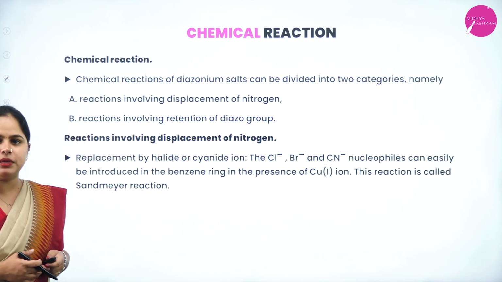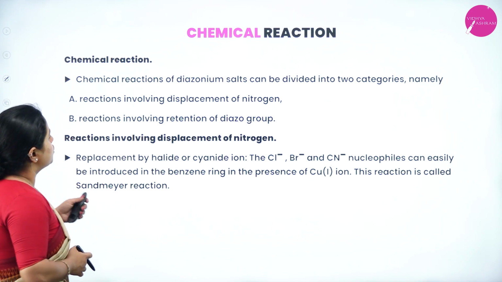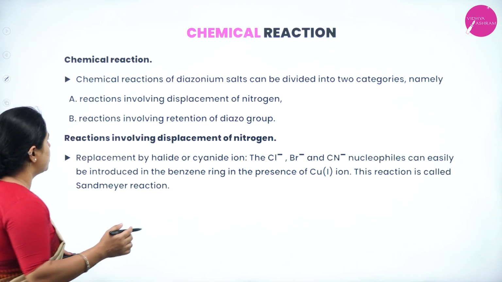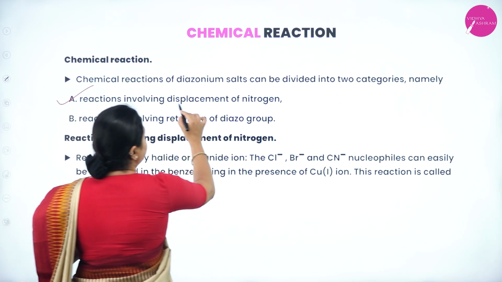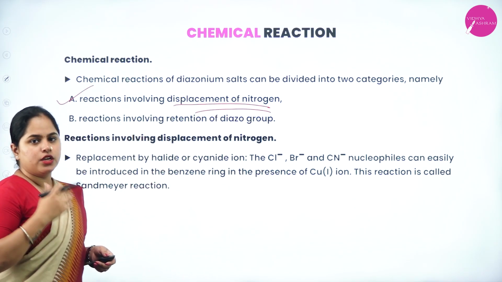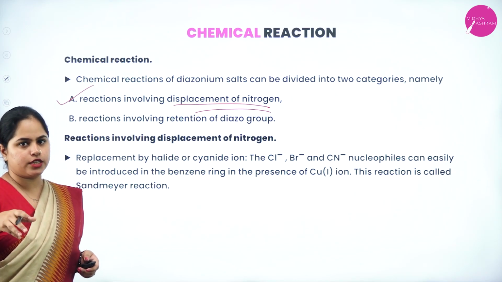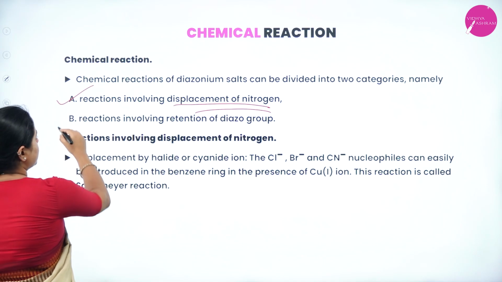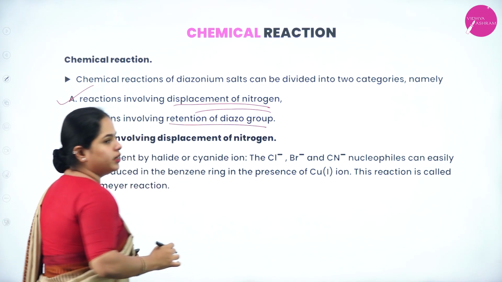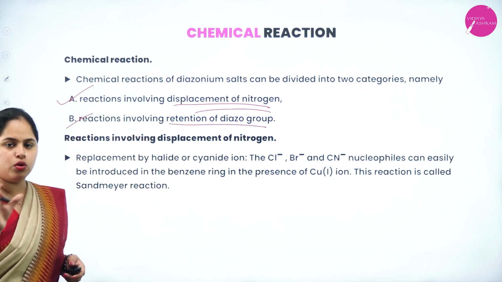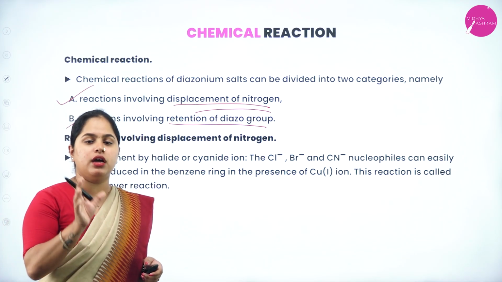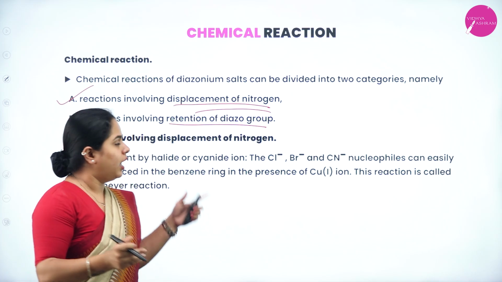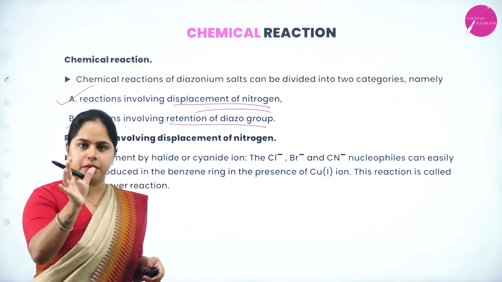Now moving on to the chemical reactions which are important. The chemical reactions of diazonium salts are majorly divided into two categories. First one is reactions involving displacement of nitrogen. So you have nitrogen in the benzene diazonium salt, right? N2Cl. So the displacement of nitrogen. Another one is reactions involving the retention of diazo group. That means there is no change in the N2 group. Okay. One is wherein the nitrogen bond is going to break. Another set of reactions in which the N2 will remain as it is.